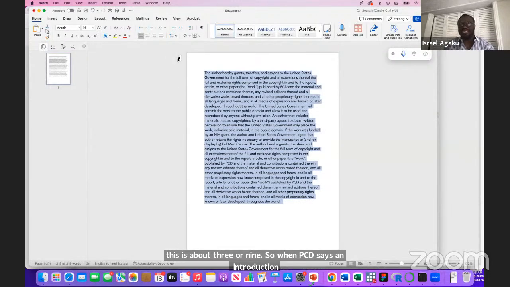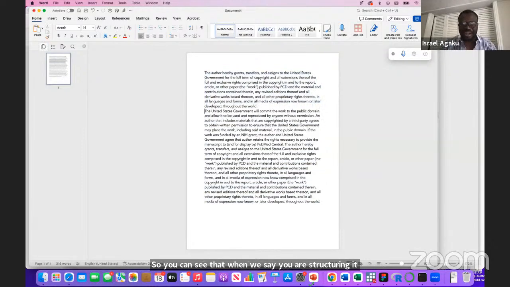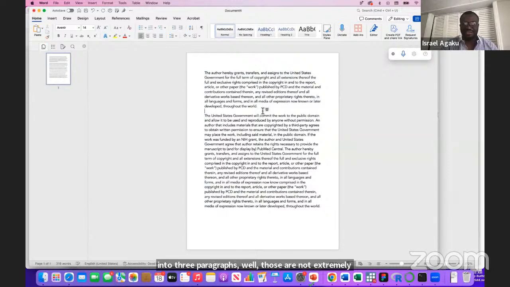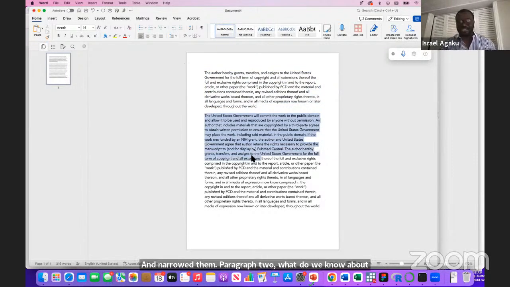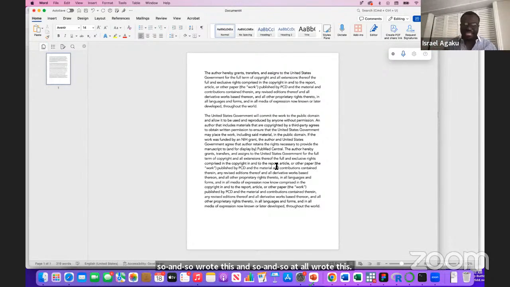So you can see that when we say you are structuring it into 3 paragraphs, those are not extremely long paragraphs. Paragraph 1, why is this topic important? You don't have to tell long stories, and you don't have to tell us everything in the world about why it's important. Just pick the most important things and narrate them. Paragraph 2, what do we know about this topic? What have previous studies done? This is not a literature review where you say, so and so et al. wrote this, and so and so et al. wrote this, and keep writing pages upon pages. That's not what we're asking for, right?